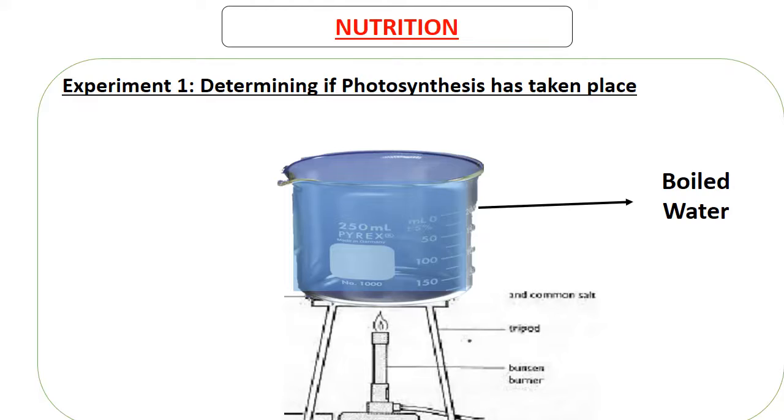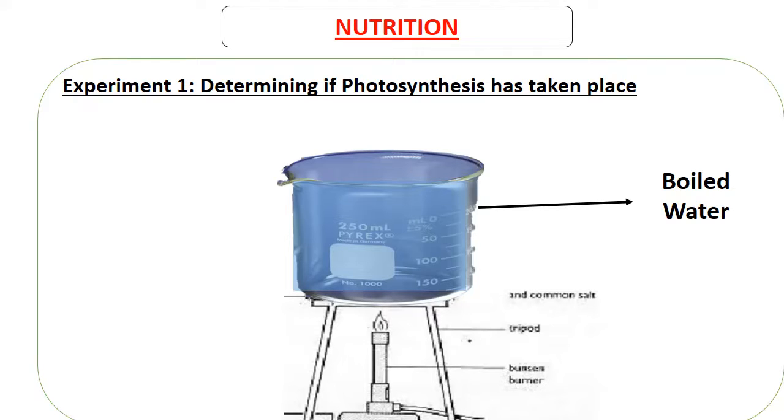So we're going to do an experiment to determine if photosynthesis has taken place. How can we know that photosynthesis has occurred? If we have a leaf, the only way we can know if photosynthesis has occurred is to test if the products of photosynthesis are there. There are two products of photosynthesis. There is oxygen and there is glucose.